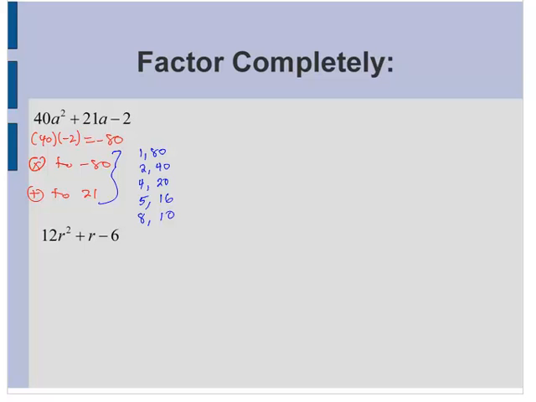Alright, now remember that since we have a negative product, we need different signs, and so therefore we would take a difference. 1 and 80 have a difference of 79. 2 and 40 have a difference of 38. A difference of 16. A difference of 11. I definitely don't know how to subtract. A difference of 11 and a difference of 2. We needed a difference of 21. None of these pairs work, so therefore this is a prime polynomial.